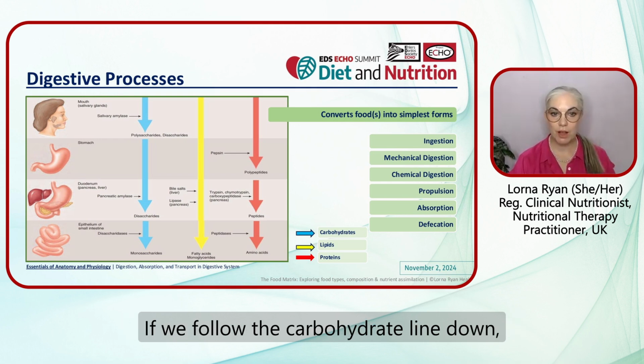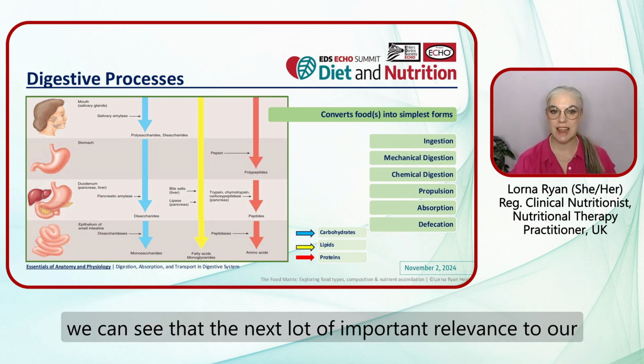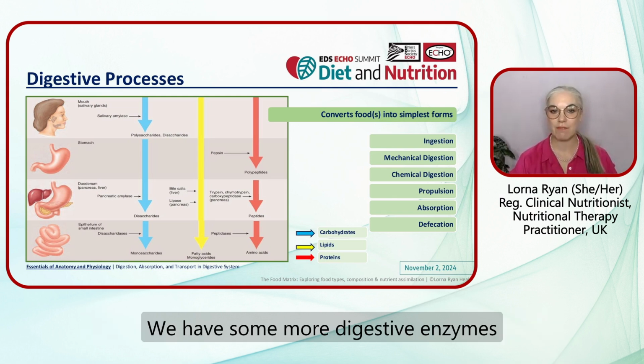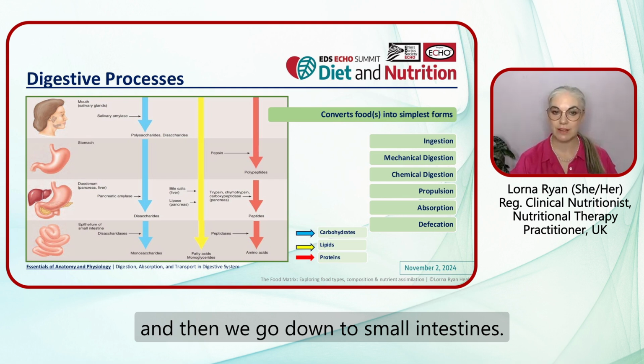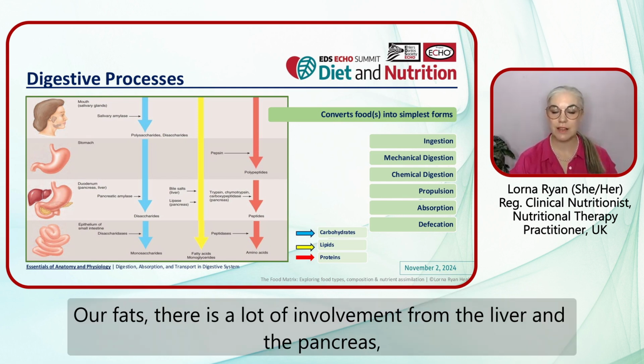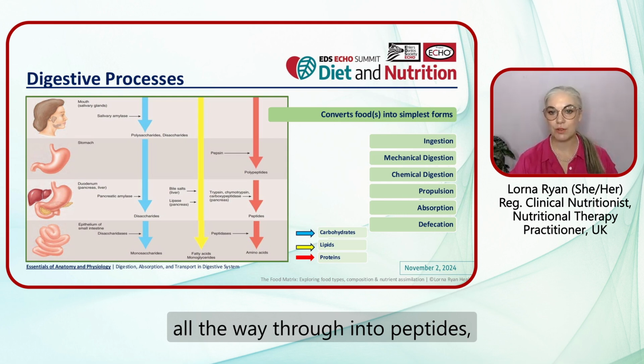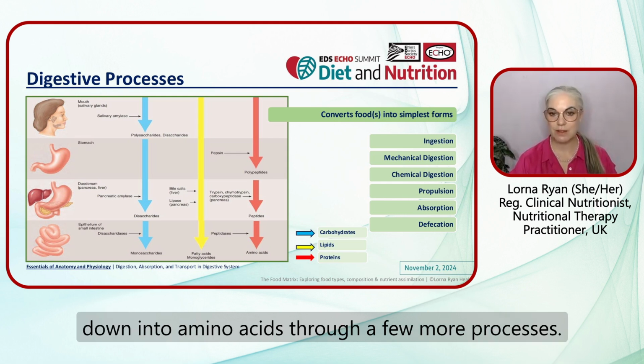So if we follow the carbohydrate line down, we can see that the next lot of important relevance to our food structure is the inclusion of pancreatic amylase. So we have some more digestive enzymes, and then we go down to the small intestines. Our fats, there's a lot of involvement from the liver and the pancreas, and then our proteins get broken down from pepsin in the stomach, first of all the way through into peptides, down into amino acids through a few more processes.